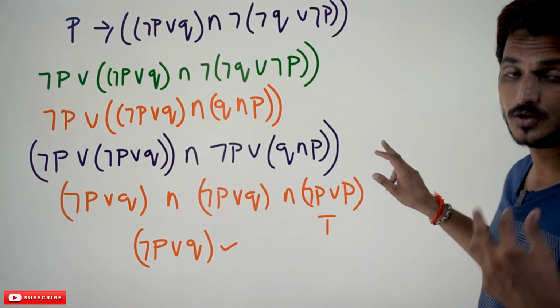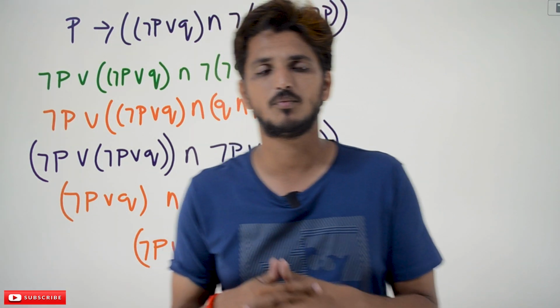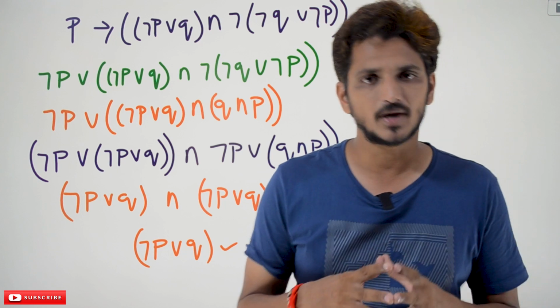So this is how we need to apply our equivalence formulas in order to convert our given proposition into conjunctive normal form. Hope you understand these examples.